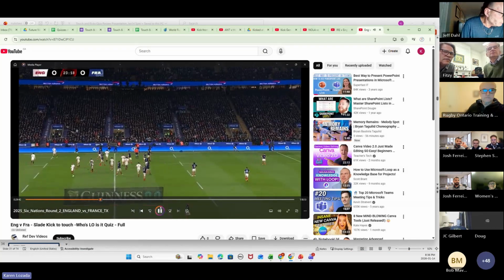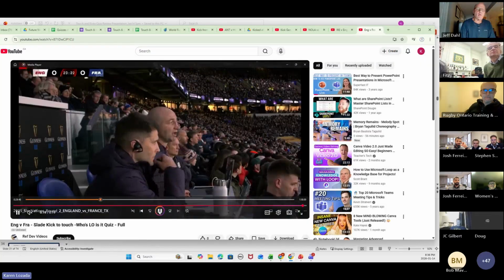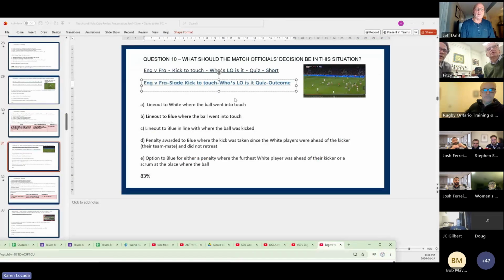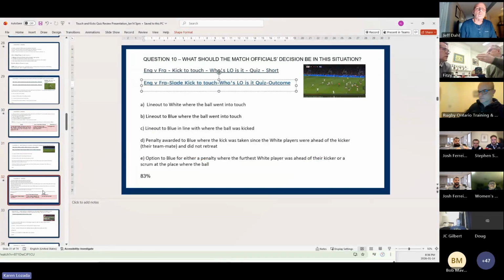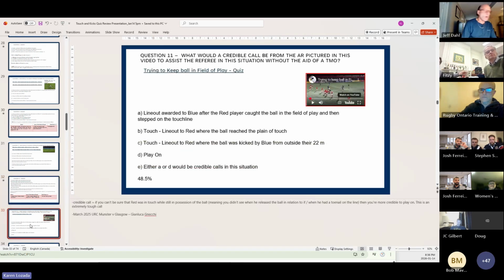Gaining ground, but no possession. So I had a few people early on wondering about this. It seems simple, but good to cover that. All right. So as I said, line out to blue. The team that was receiving that kick, because the guy was behind, England was behind their 22. They can kick it straight out as long as they're behind their 22 and they didn't bring it into their 22. All right.